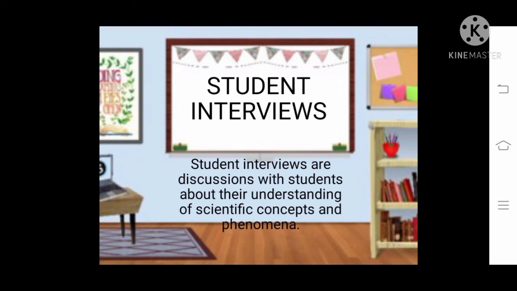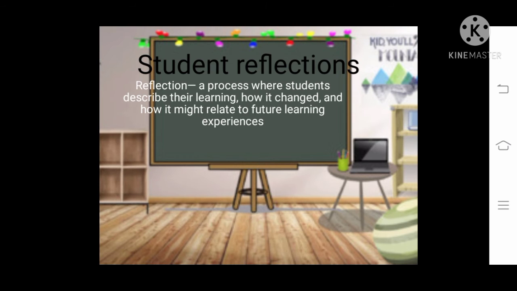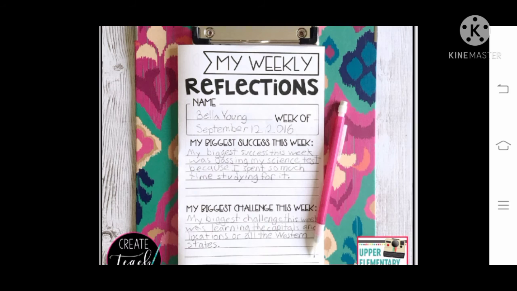Student interviews are discussions with the student about their understanding of scientific concepts and phenomena. In a student interview, you will ask your students what they learned and what are the difficult topics that they didn't understand. Student reflections: reflection is a process where students describe their learning, how it changed, and how it might relate to future learning experiences. This is the example of reflection. The student will make a reflection about what they learned and what they watched.